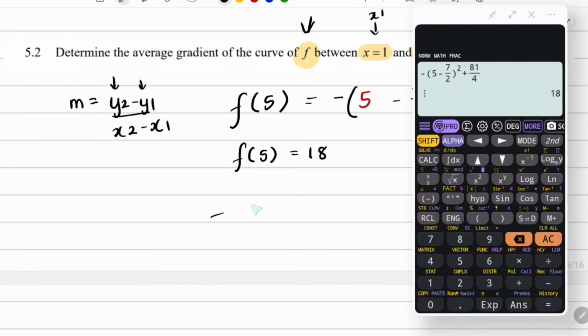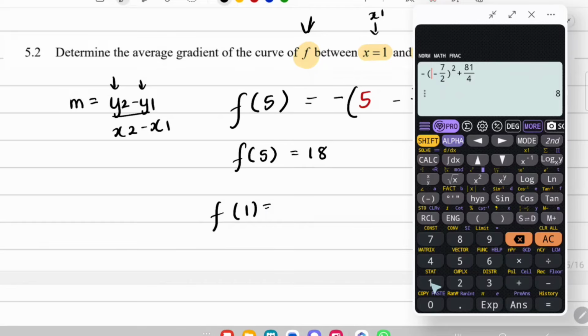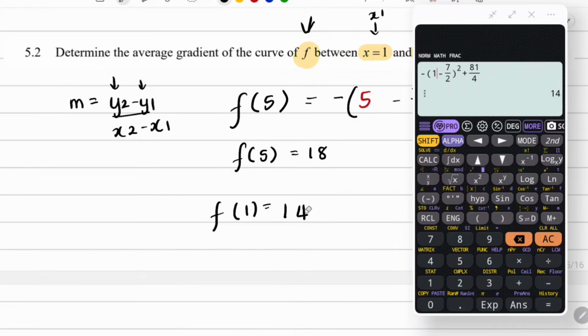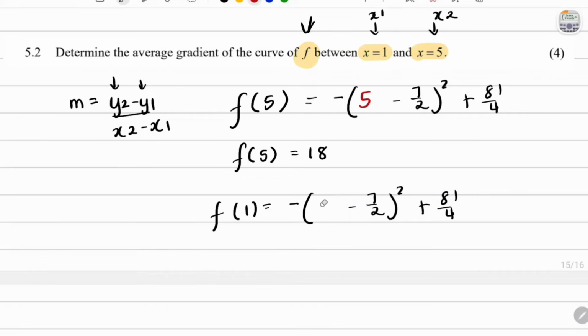Okay, and then we also need to find f of 1. So in place of x, we put 1. And you see there that f of 1 is 14. I don't really think you need to show them the substitution, but we can, it's fine. So I just copy that, and in place of 5, I'm just going to put 1. And we know that the answer of that is 14, like we saw on the calculator.